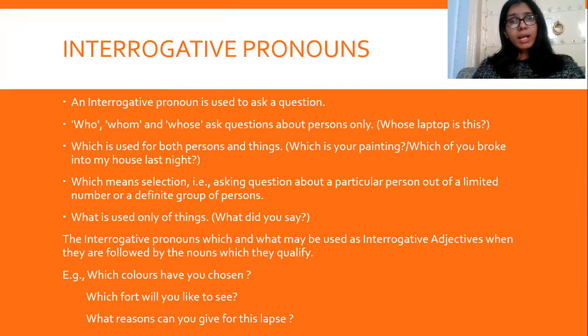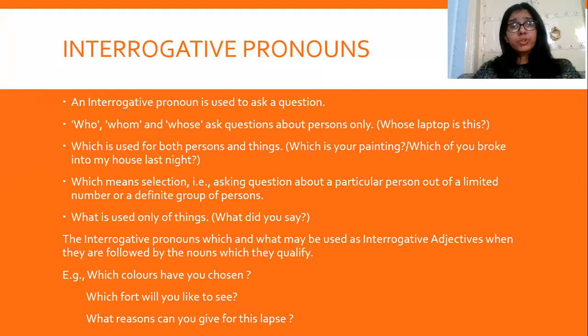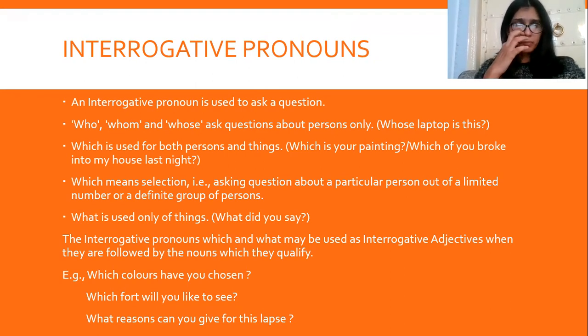Now we have interrogative pronouns, and an interrogative pronoun is used to ask a question. Who, whom, whose ask questions about persons only. Whose laptop is this? Whose phone is this, right? Which is used to refer to both persons or things. Which is your painting? Which of you broke into my house last night? Right? Which means selection, that is asking questions about a particular person out of a limited number or definite group of numbers. What is used only for things. What did you say? Right?